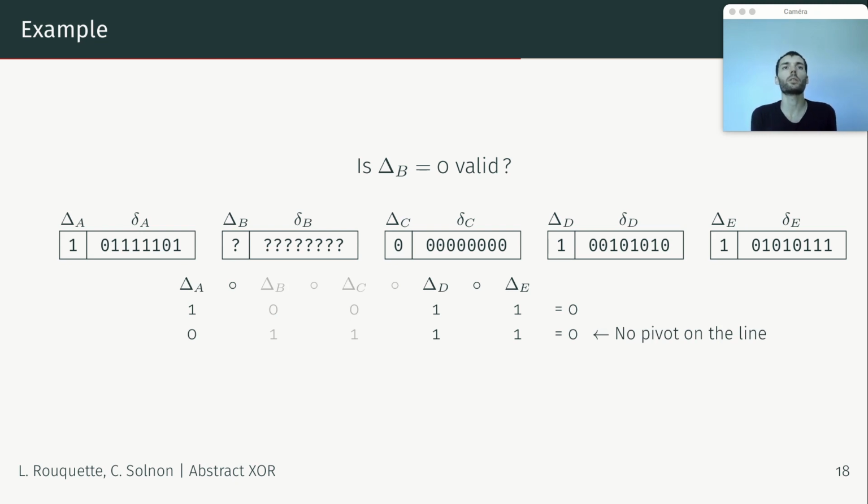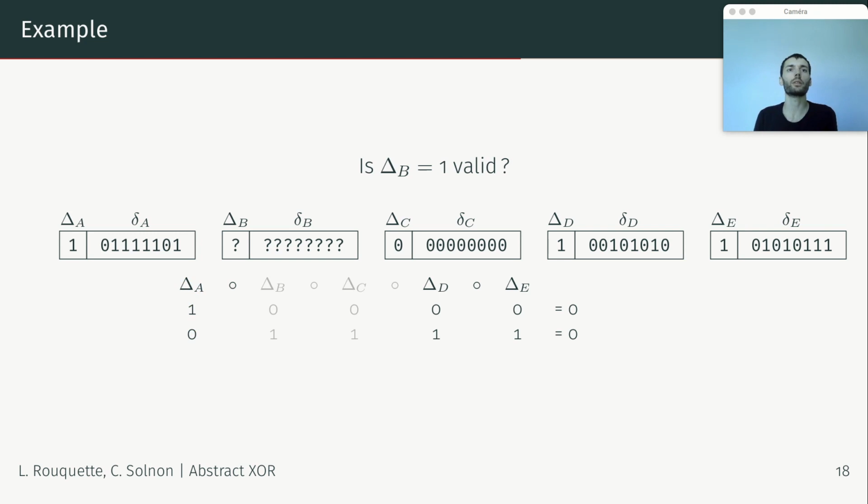Now, the system is no more in row-reduced echelon form since the second equation doesn't have a pivot. We transform the system to be in row-reduced echelon form. And now we apply the first rule on big delta A since it's not the only variable of the first equation. As the domain of big delta A only contains ones and one must be removed, we detect an inconsistency. So big delta B is not valid.